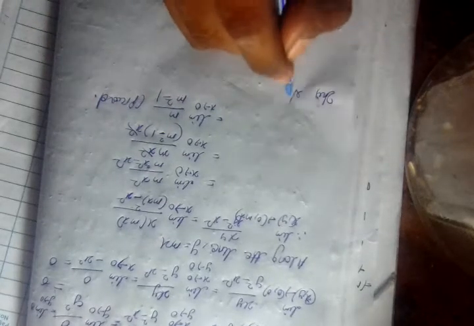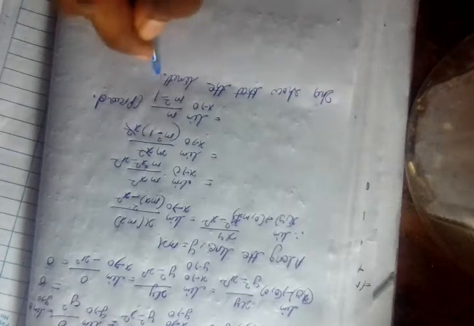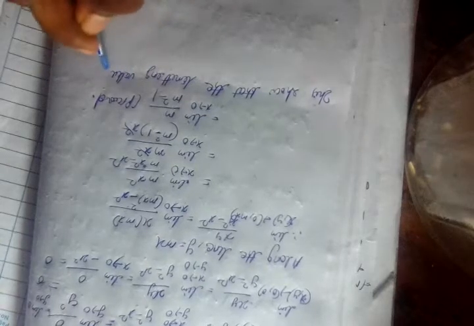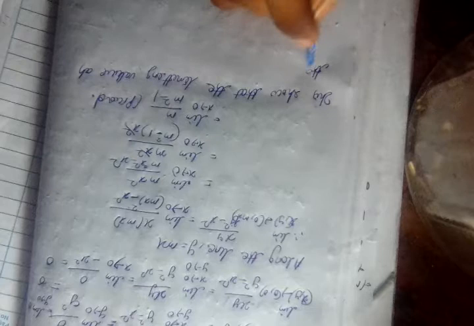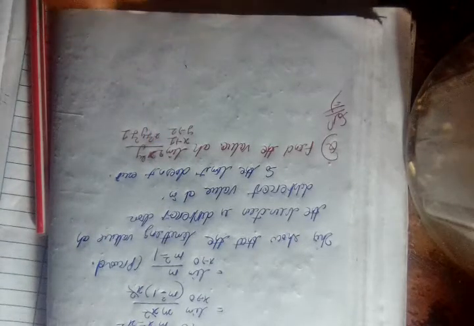So the limiting value of the function is different for different values of m, so the limit does not exist.